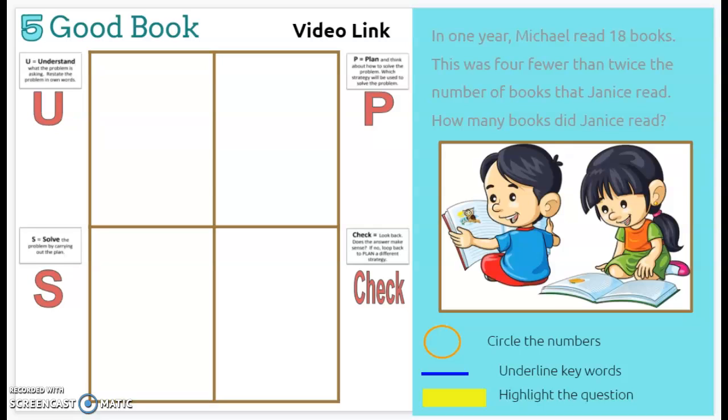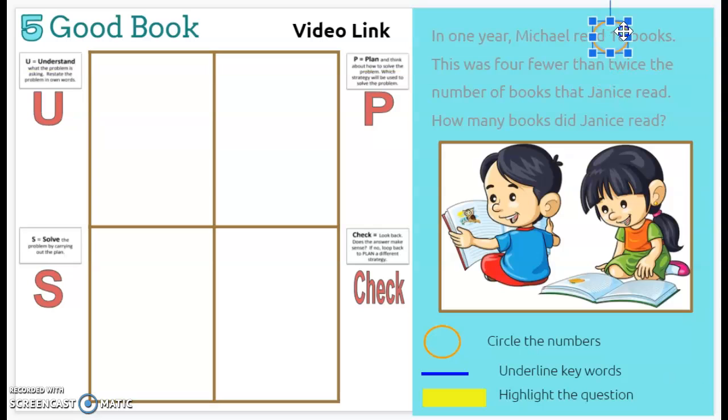Okay, welcome to number 5. Good book. In 1 year, Michael read 18 books. This is 4 fewer than twice the number of books Janice read. How many books did Janice read? All right, so we are going to circle our numbers.